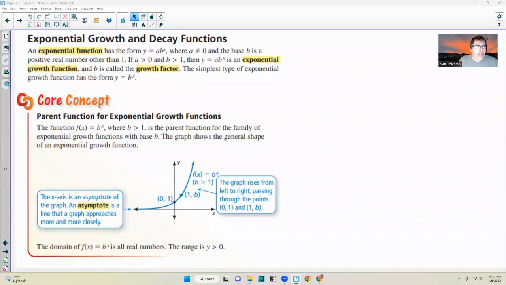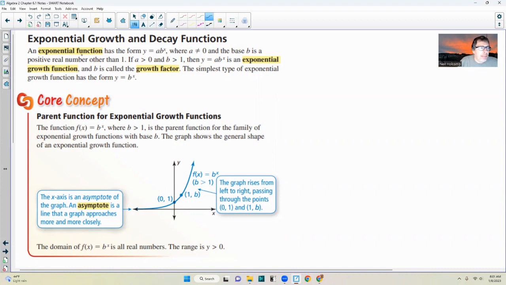Okay, so exponential growth and decay functions are exponential, and an exponential function has the form y equals a times b to the power of x, where a cannot be zero. Because if a is zero, then a times b to the x would be zero, and no matter what x is, the whole thing would always be zero. So a cannot be zero.